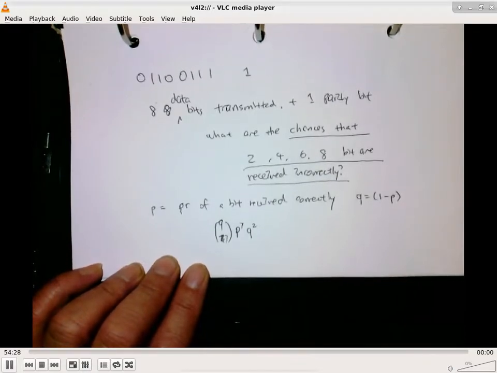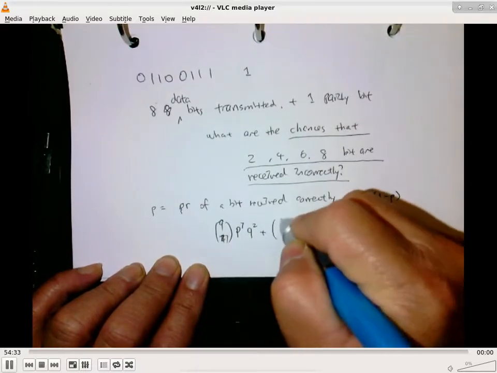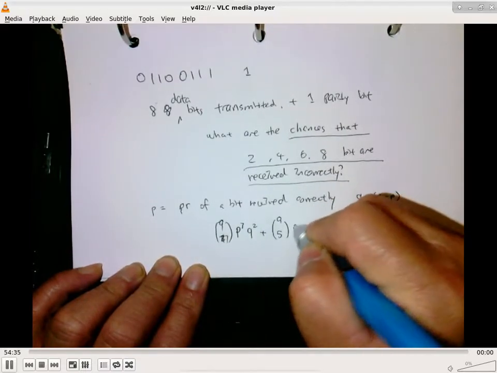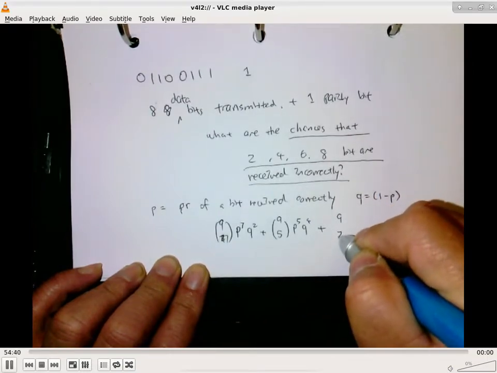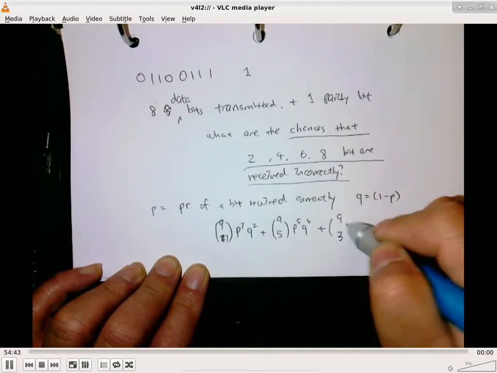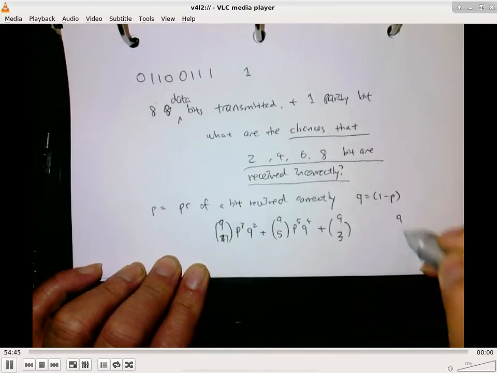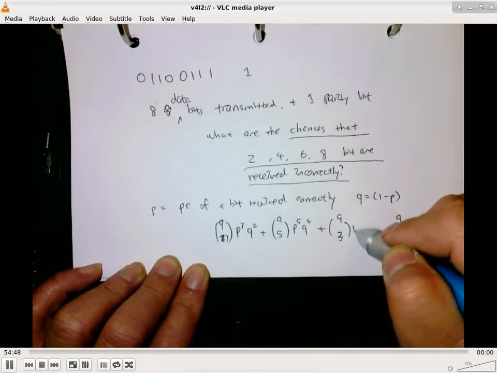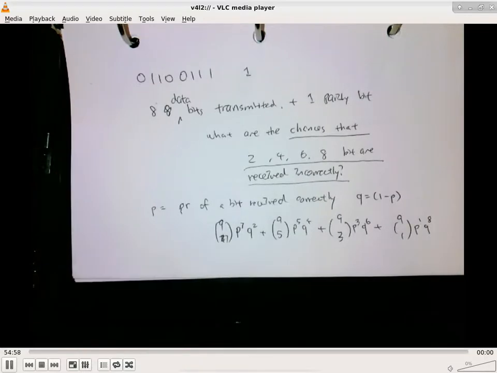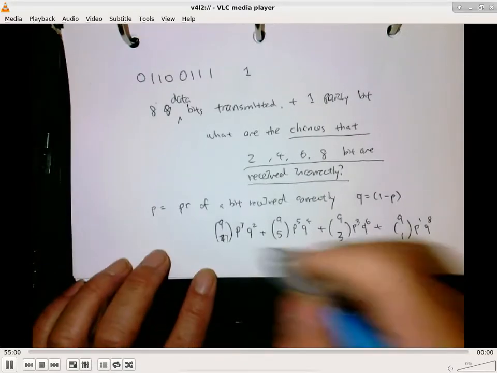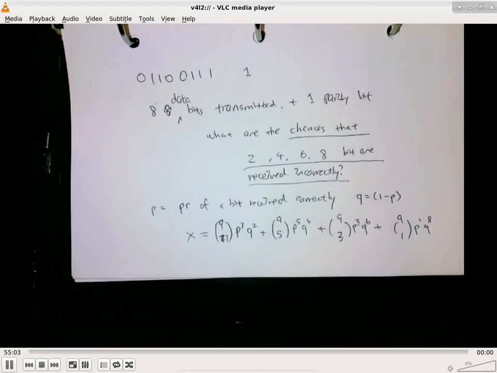Don't you then need to do it for 9 choose 5 and 9 choose 3? Oh yeah, we have to add those two. So that first one is just the chances that 2 bits were received incorrectly. And then the next one is 4. There's also 9 choose 1. So we have P^3 Q^6, and then this time we have P^1 Q^8 actually. So this number here, X, would be the answer.